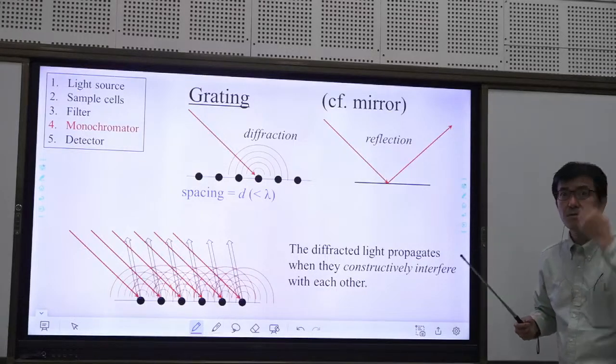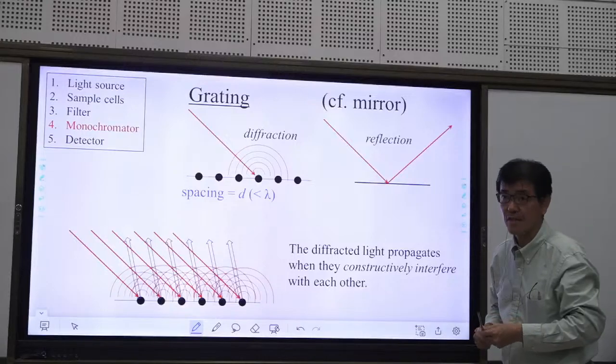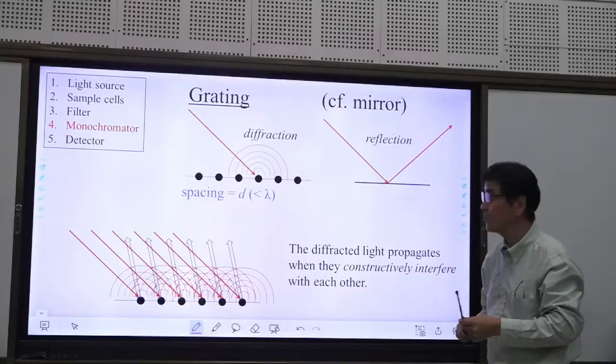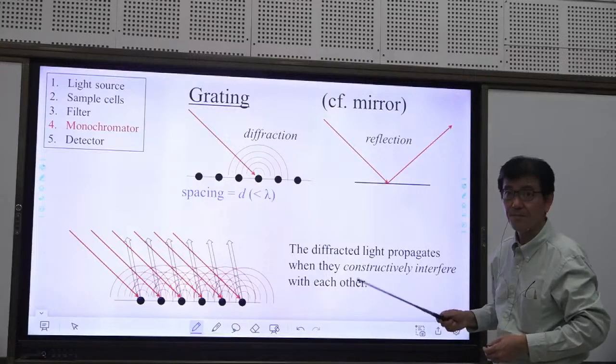Do you know what the principle of the grating is? Can I skip or shall I explain?